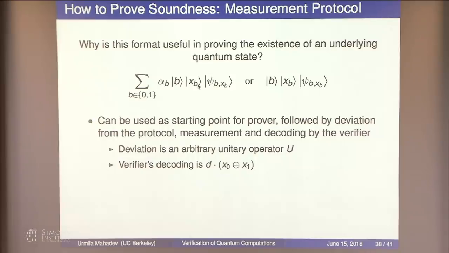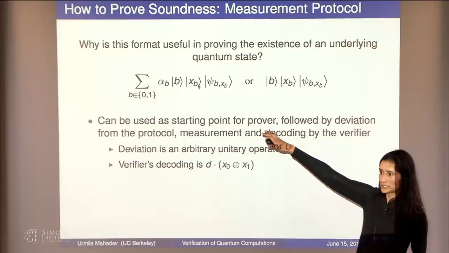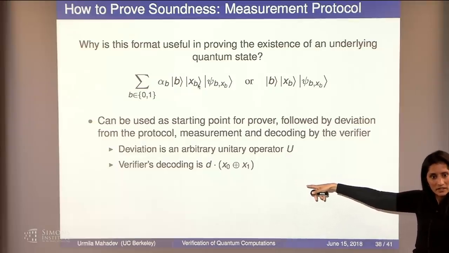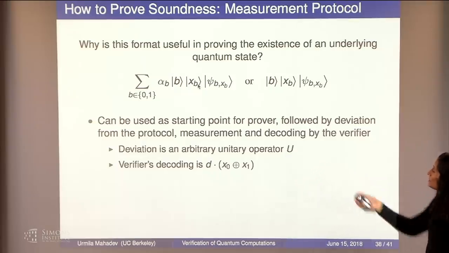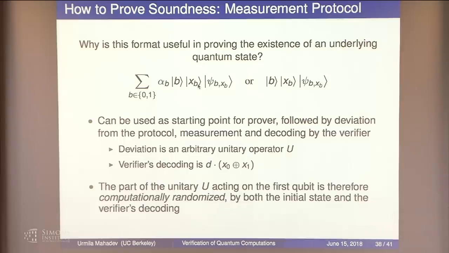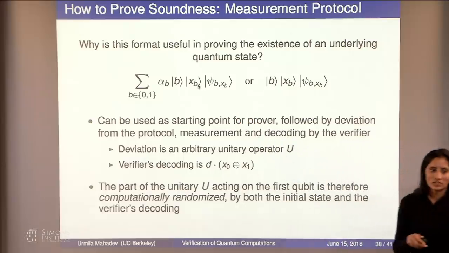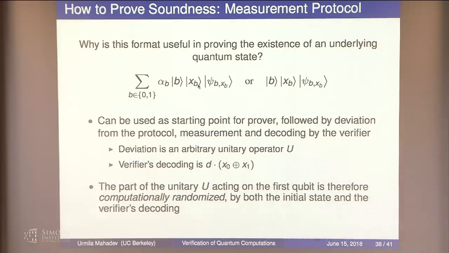This is where the decoding comes in, and the decoding is very crucial. First, we can assume the prover starts with a state like this. And at that point, he's supposed to apply a Hadamard, but let's say instead he deviates from the protocol. Deviation can be modeled by an arbitrary unitary operator U. So he applies an arbitrary operator U to this state. But now, when the verifier receives the measurement, remember he's decoding with this d dot x0 plus x1. So this means the unitary U is conjugated by two different forms of computational randomness which are unknown to the prover. This is one form, the decoding, and the other form is that pre-image register, which the prover doesn't know.